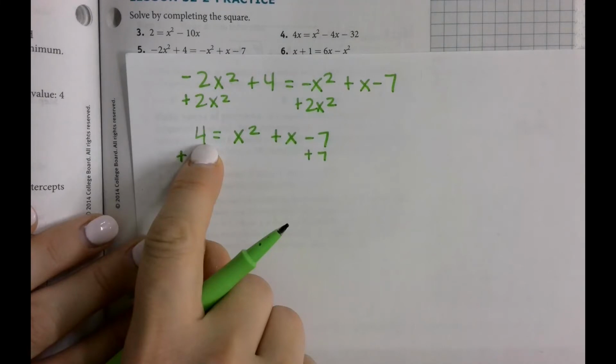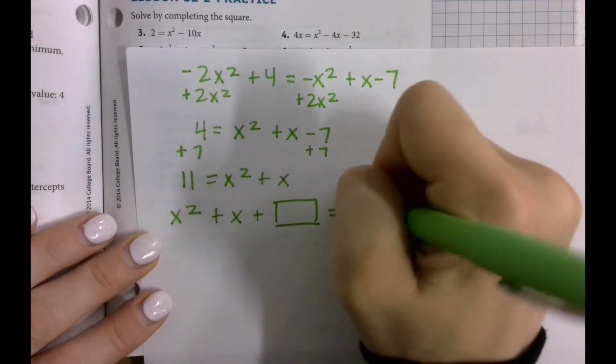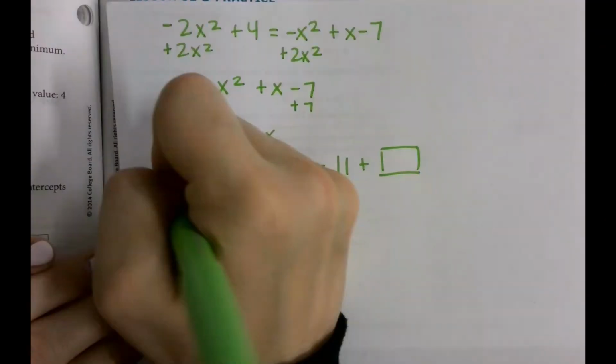Then I want to add my c value, so I want to get all my constants over there. So that's 11 equals x squared plus x. Then plus bx, and then plus my completing the square: equals 11 plus the square.